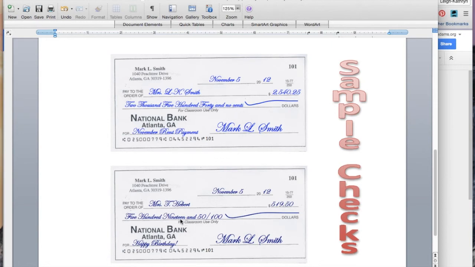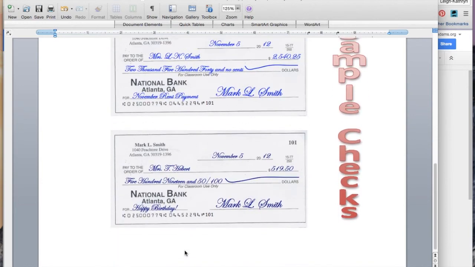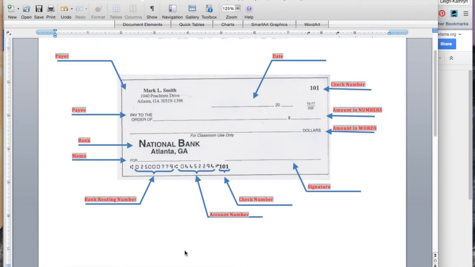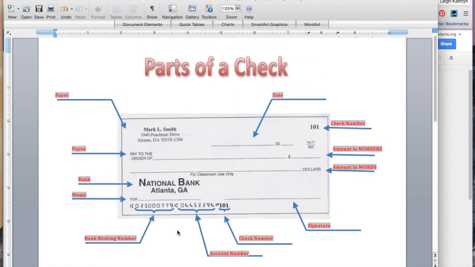The other way to do it is here. So we've got 519 and 50 over 100, 50 cents out of 100. And again, that squiggle line, we've got a memo, happy birthday. And again, Mark signs his name. Okay, so there are two sample checks. And again, the parts of a check.